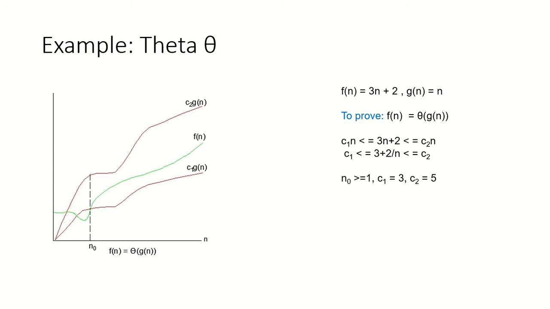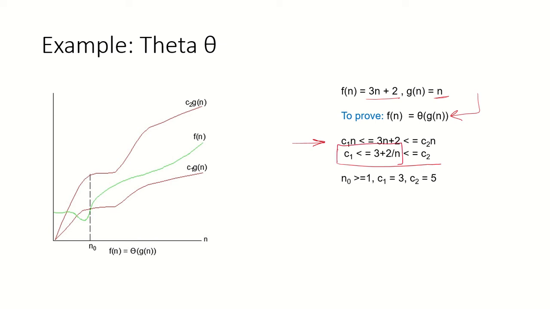Let's take an example. If f(n) is 3n + 2 and g(n) is n, we have to prove that f(n) is theta of g(n). So the inequality that needs to be proved is c1 g(n) is less than or equal to f(n) is less than or equal to c2 g(n). Dividing both sides by n, we get c1 has to be less than or equal to 3 + 2/n, which has to be less than or equal to c2.